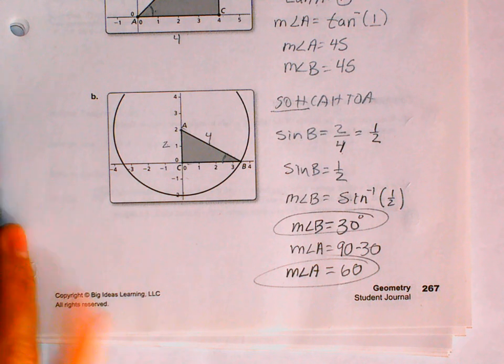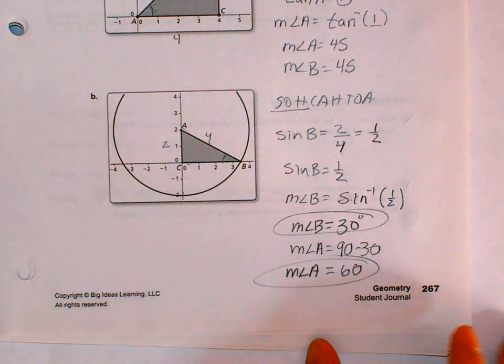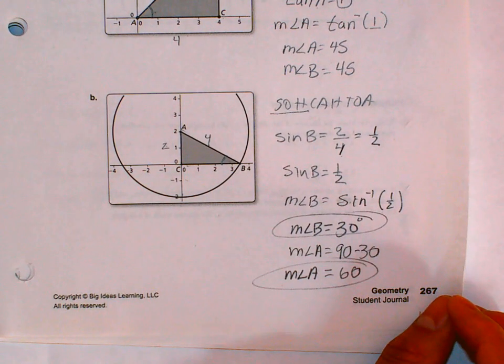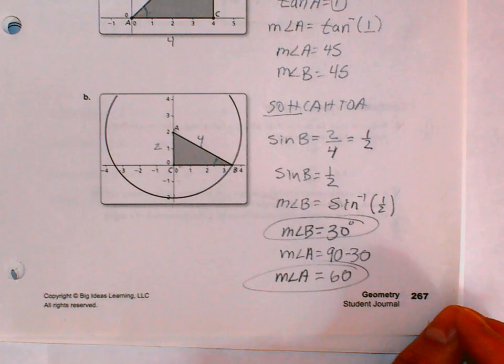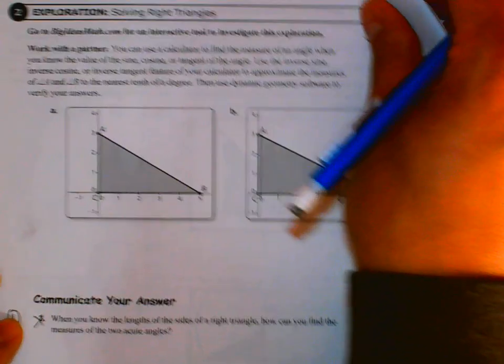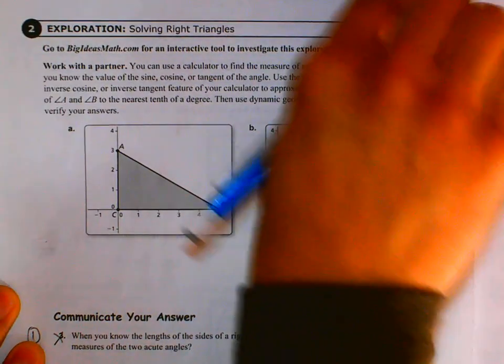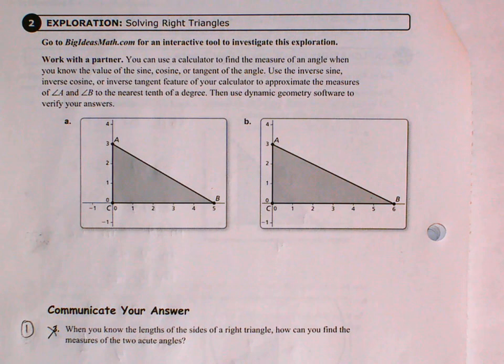Now, what happens if this is not a special right triangle? Well, that's what we're going to look at next. Okay, please turn to the next page, page 268. And we're going to look at what happens when these are not special right triangles.